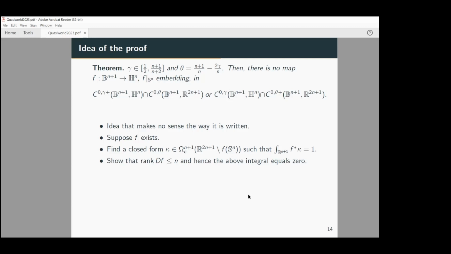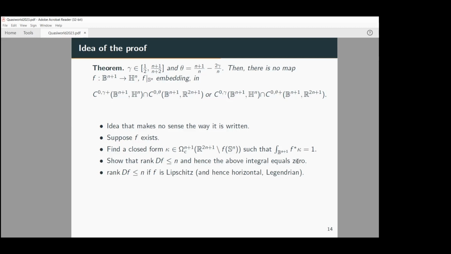It's not differentiable. But if we somehow could prove this, then we would arrive at a contradiction, because on the one hand, the integral of the pullback of the form is 1, but if the rank of the derivative is less than or equal to n, then the pullback of the n plus 1 form is 0. So the integral would have to be 0. We arrive at a contradiction. This argument works if f is Lipschitz, because it's known that every Lipschitz mapping into the Heisenberg group has a rank of the derivative less than or equal to n. That's a very standard, well known result, and we could apply this argument to Lipschitz mappings.